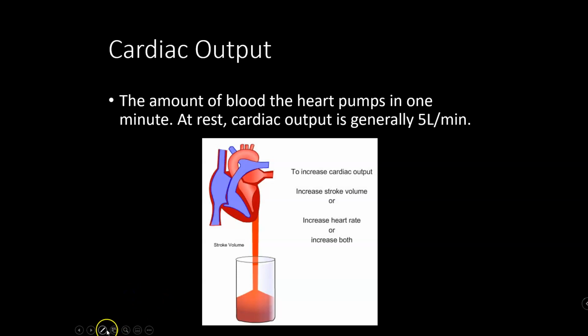Okay, in this video we're hopefully going to be wrapping up the heart. We're starting towards the back after EKGs. So the next thing in the notes is cardiac output. Cardiac output, you can see the definition that is up there.